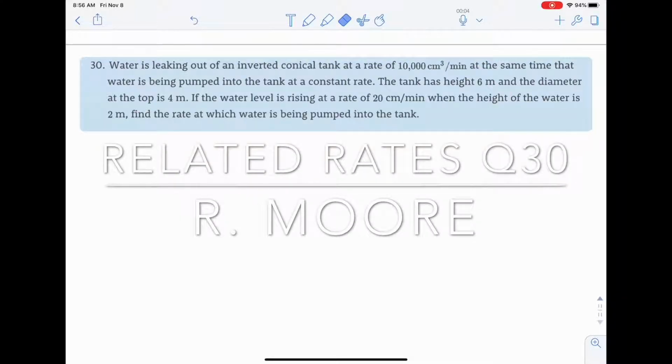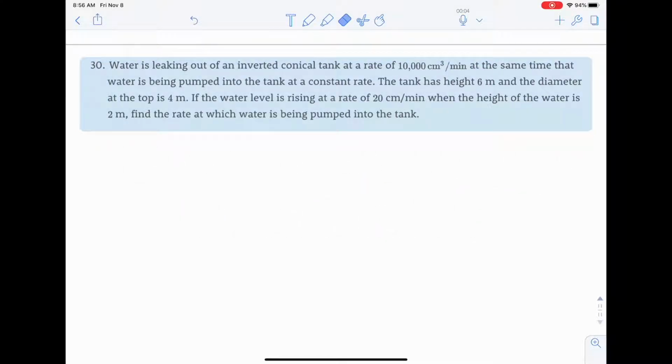Question 30. Water is leaking out of an inverted conical tank at a rate of 10,000 centimeters cubed per minute at the same time that water is being pumped into the tank at a constant rate. The tank has height 6 meters and the diameter at the top is 4 meters. If the water level is rising at a rate of 20 centimeters per minute when the height of the water is 2 meters, find the rate at which water is being pumped into the tank.